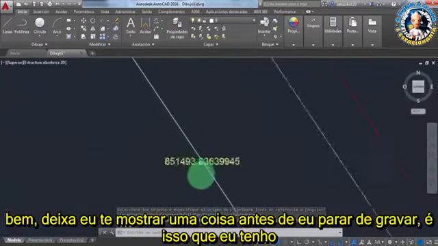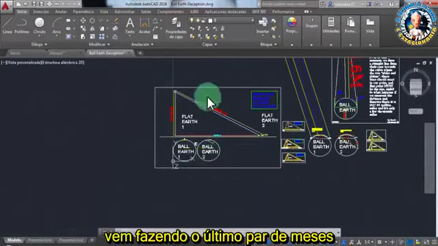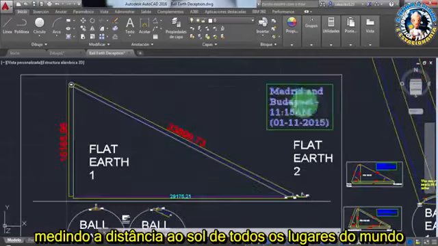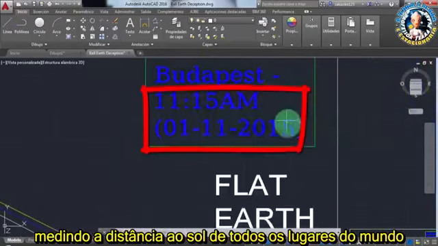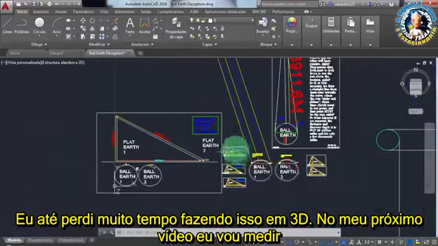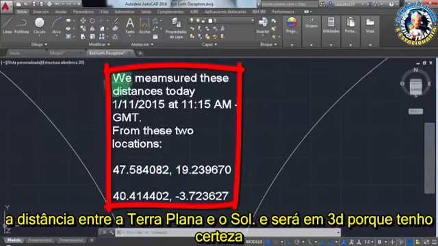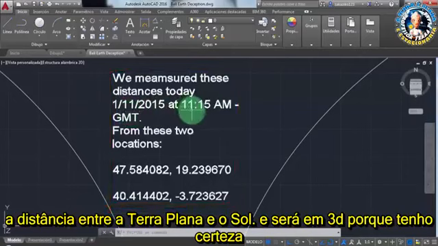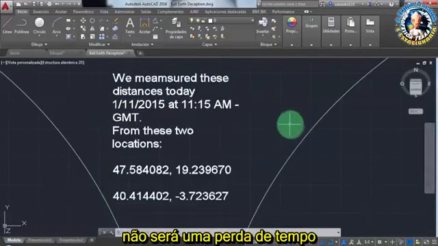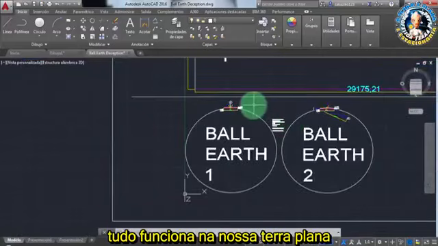Well, let me show you something before I stop recording. This is what I've been doing the last couple of months, measuring the distance to the sun from all places of the world. I even wasted a lot of time doing this in 3D. In my next video, I'm going to measure the distance between the flat earth and the sun, and it will be in 3D, because I am sure that it won't be a waste of time. Everything works on our flat earth.